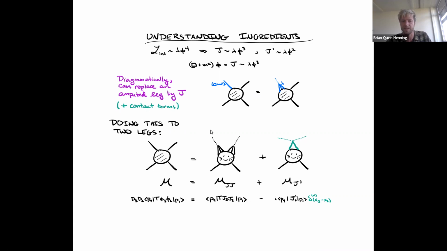And again, for a phi to the 4th type theory, J is like a phi cubed and J prime is like a phi squared. We like to call these the cat in the hat diagrams. That's why they have faces like that. Note that if the physical mass, so the actual eigenvalue that you measure out of truncation, is different from the bare mass that goes into the Lagrangian, you need to add into J a term proportional to the delta mass squared as well.